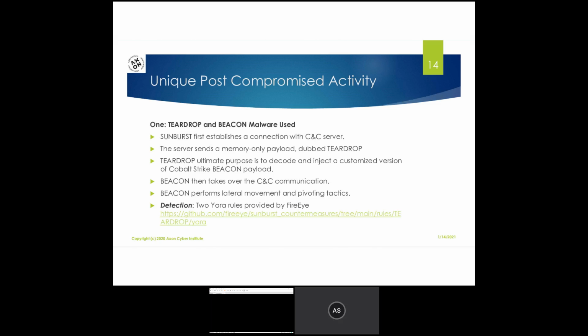And APT29 is well known for using Cobalt Strike in their C2 communication, and in this particular case, they also drop the Beacon payload in memory to establish further C2 communication. Now, it is this Beacon that performs lateral movement, remote access, pivoting, collection of passwords, and so on. Sunburst does not perform lateral movement. Sunburst is only for initial foothold, for getting access into the system, profiling the system, and then dropping Teardrop, and then Teardrop to Beacon, and then Beacon takes over for everything that is dirty post-exploitation.